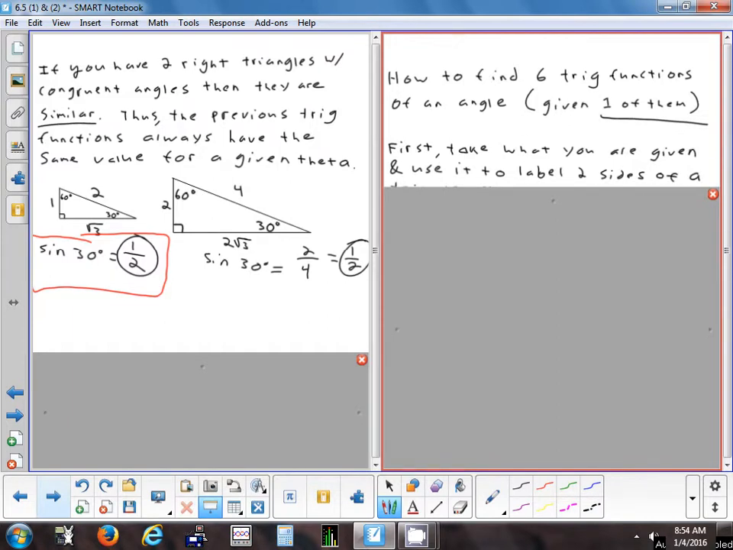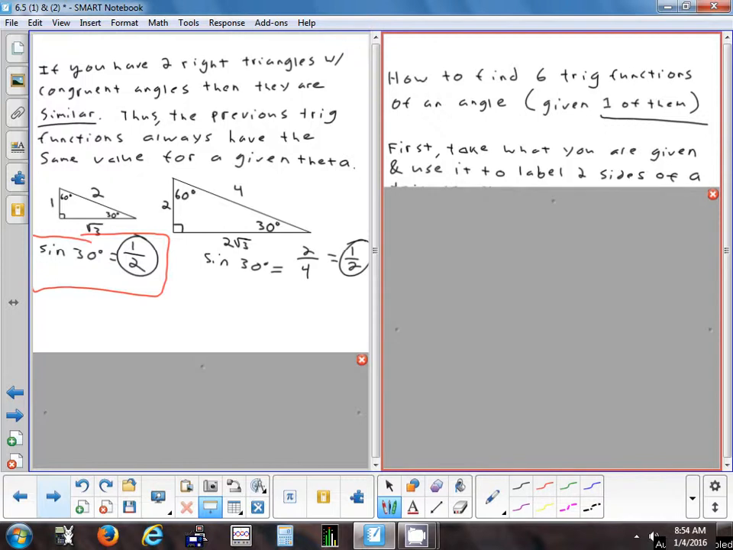Right? So the first thing we're going to do is take what you're given, and we're going to use it to label 2 sides of a triangle. So in the case of sine, you know the opposite, and you know the hypotenuse. It doesn't matter if it was a bigger triangle and it was reduced. Size of triangle doesn't matter.